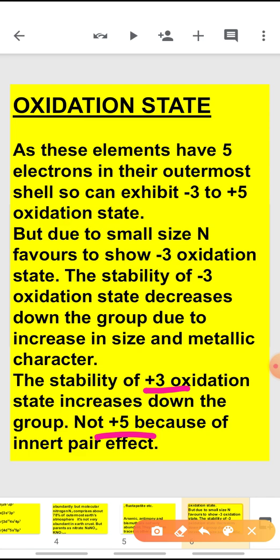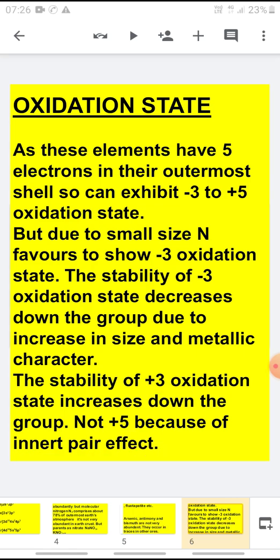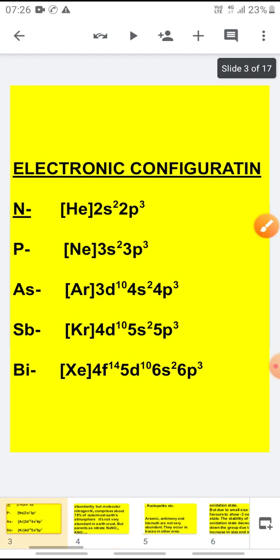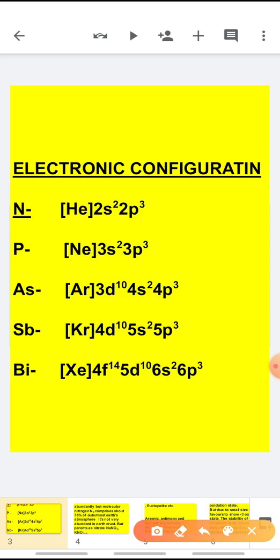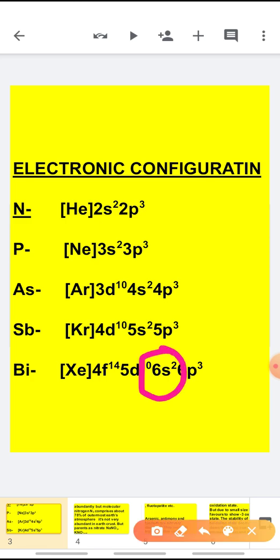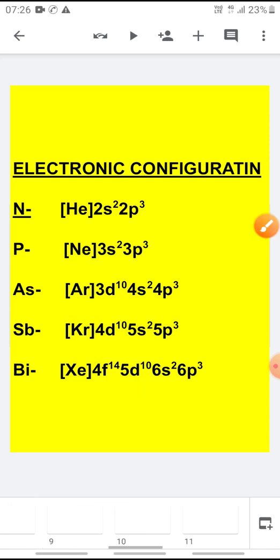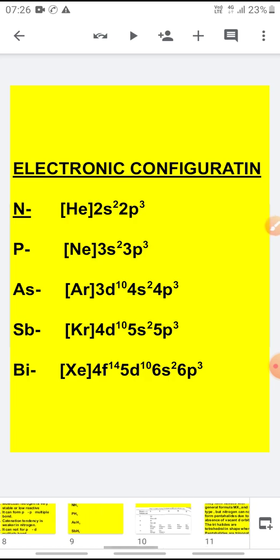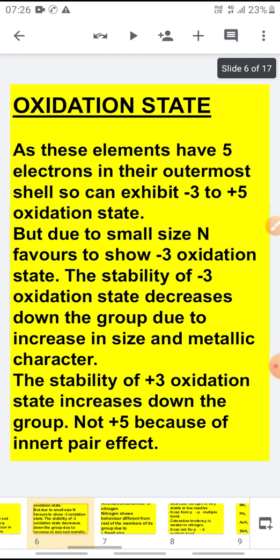Why? It is because of the inert pair effect. Now, what is the inert pair effect? The inner orbitals, like in the case of bismuth, in between 6s and 6p, +3 is shown due to the electrons present in the p subshell. But this 6s is embedded very deep inside, so these two electrons do not want to participate in the bonding. This reluctance shown by the inner electrons from taking part in bonding is called the inert pair effect.